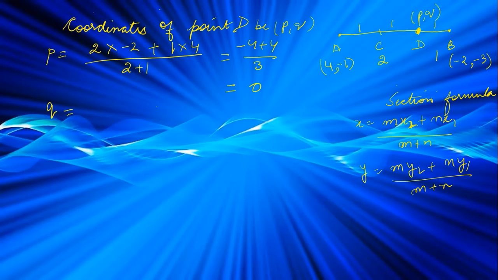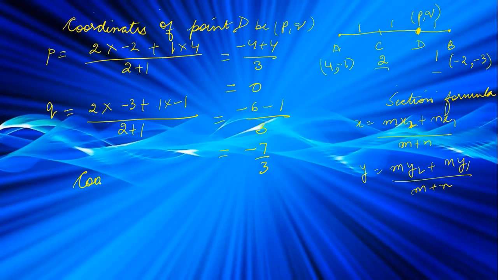Then Q will be m y2..., the ratio is 2 is to 1. So it will be (2 into -3 plus 1 into -1) divided by (2 plus 1). So it will be (-6 minus 1) upon (2 plus 1), which is 3. So it is -7 upon 3. So the coordinates of point D are (0, -7/3). This one is 0 and this is -7 by 3.